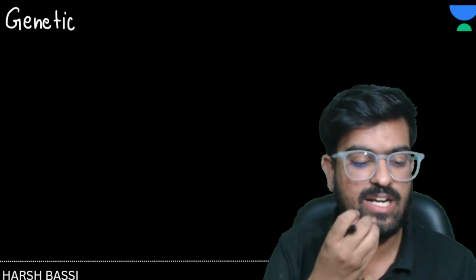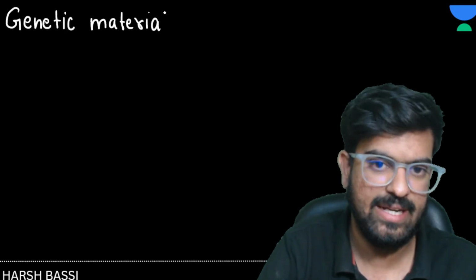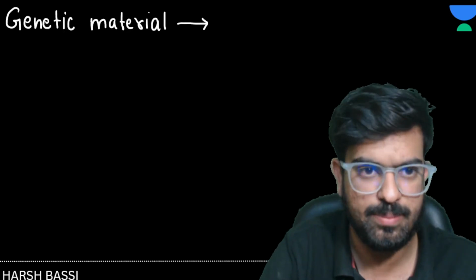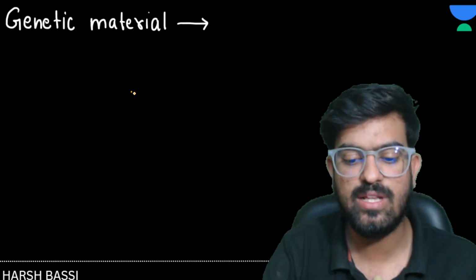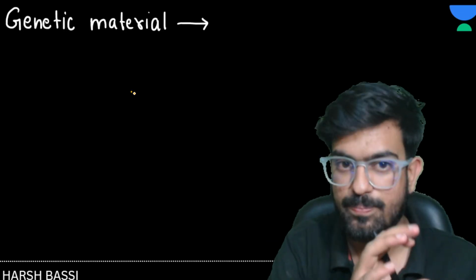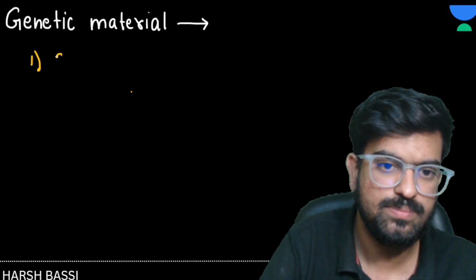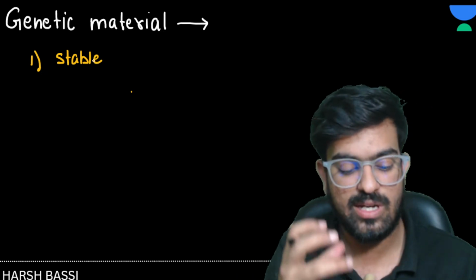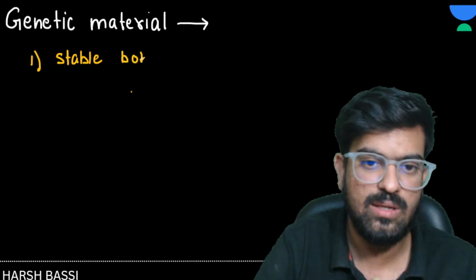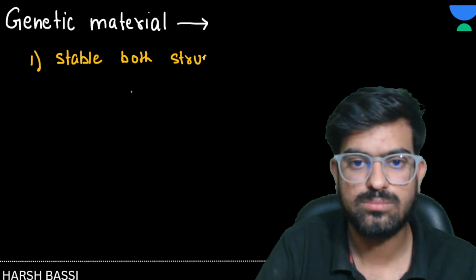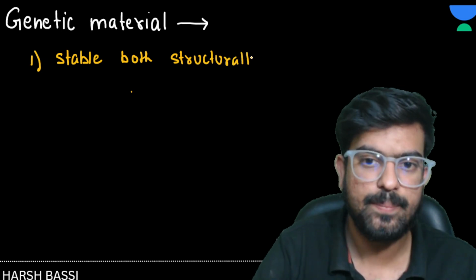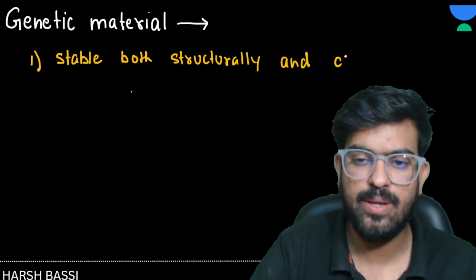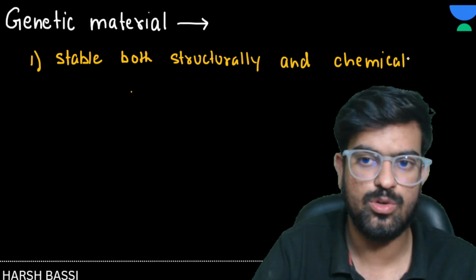Great. So let's start with the genetic material. What should be the properties of genetic material? How should a genetic material be? First of all, let's talk about this. Number one thing, it should be stable. Yes or no? And stable means both physically, structurally and chemically. Both structurally and chemically it should be stable.